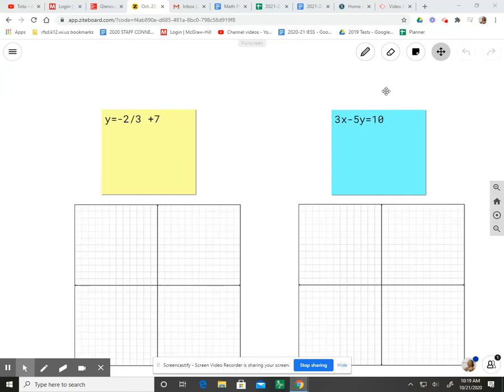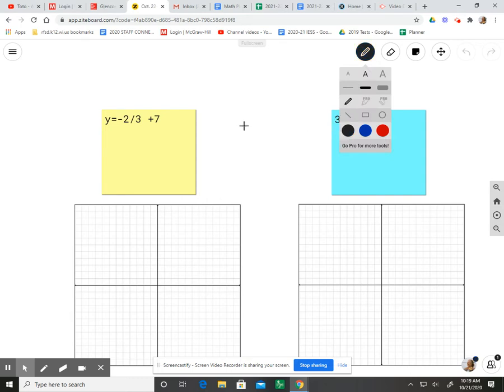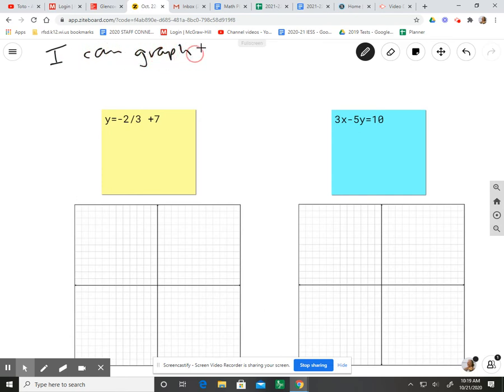Alright guys, what we're going to talk about now is this I can statement: I can graph linear equations from slope-intercept form, x and y intercepts, and a table of values. So we'll look at each of these three ways of graphing linear equations.